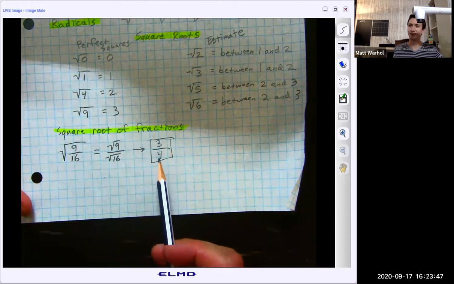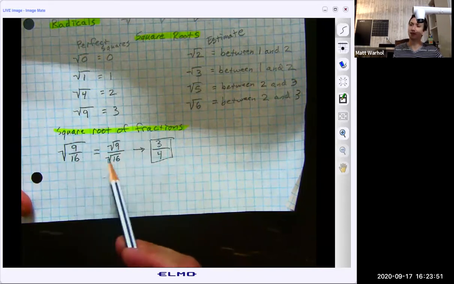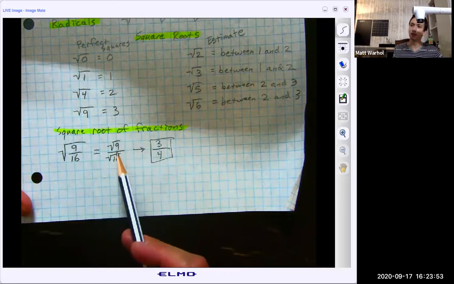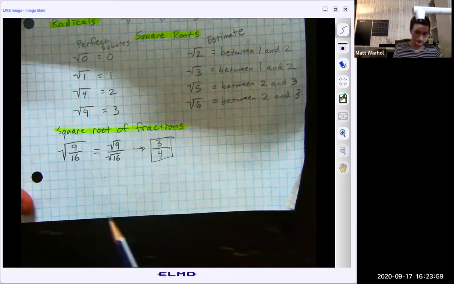3/4. Awesome. So when you're dealing with fractions, if you can't do the mental math, you can instead break it into numerator and denominator and do the square root of both of those. Okay? Let's do another one.